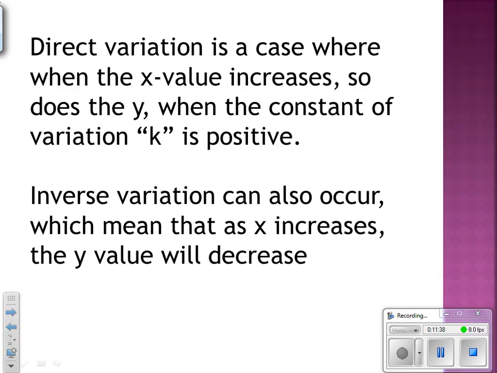Direct variation is a case where when the x value increases, the y value does too, when the constant of variation is positive. So as x gets higher, y gets higher. Inverse variation can also occur, and that's going to mean that as x increases, y is going to decrease. Okay, so direct variations look like this. Inverse variations, as x gets bigger, y is going to get smaller. So those graphs tend to look like they fall.